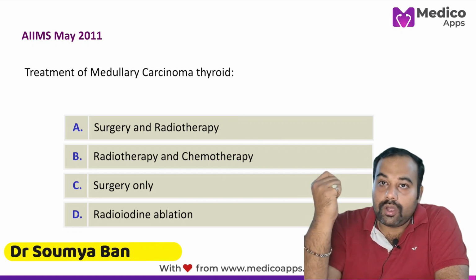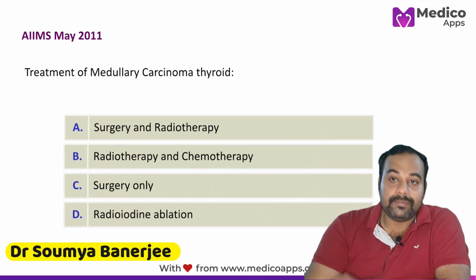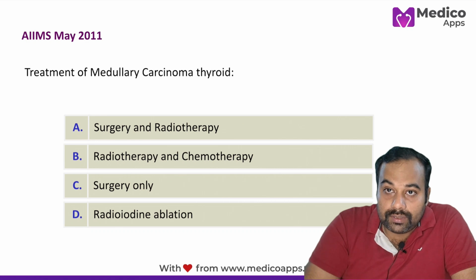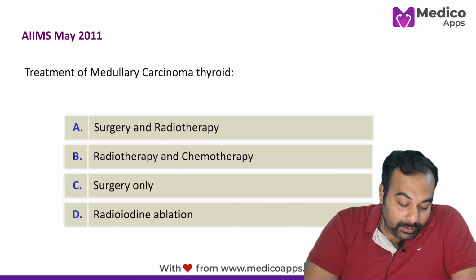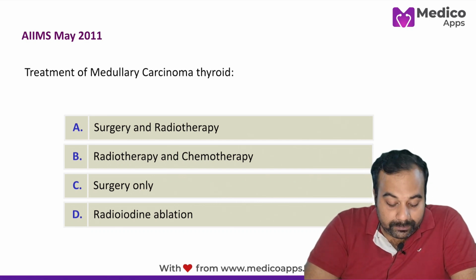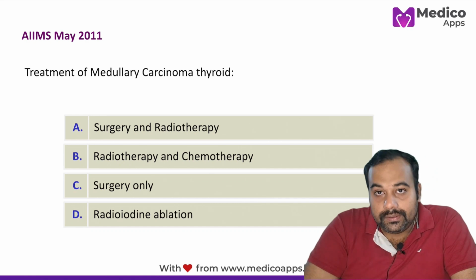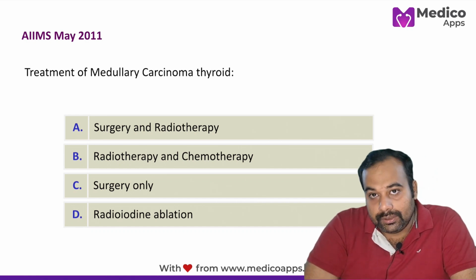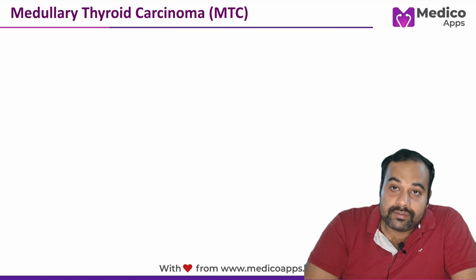So hello everyone, let's talk about our next question. This question has been asked in the AIIMS May session 2011. The treatment of medullary carcinoma thyroid: the options are surgery and radiotherapy and chemotherapy, surgery only, and radioiodine ablation. Okay, so here let's try to understand.